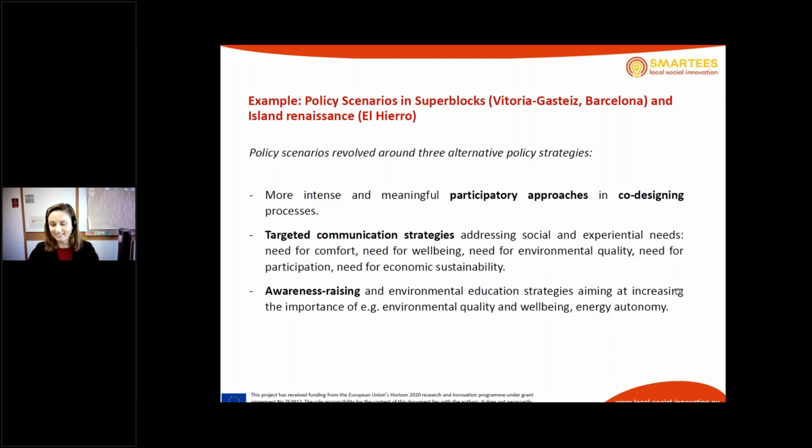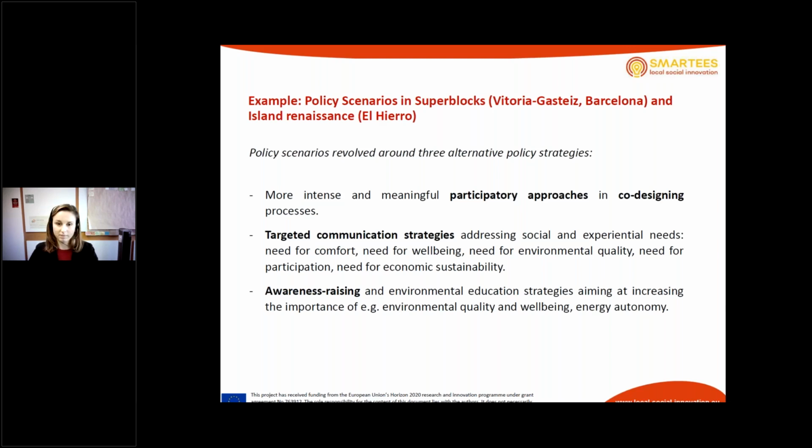Okay, I want to give just 3 examples of how these policy scenarios were implemented. For example, in the clusters of superblocks in Vitoria-Gasteiz and Barcelona, and also in El Hierro, policy scenarios revolve around 3 alternative policy strategies. What would happen if we had implemented more intense and meaningful participatory approaches in the co-designing of the social innovations? What would happen if the cities and islands had implemented targeted communication strategies addressing social and experiential needs that appear to be very relevant for citizens according to the survey that we conducted in these cities, for example, in Vitoria-Gasteiz, Barcelona, and El Hierro? And also awareness-raising campaigns.